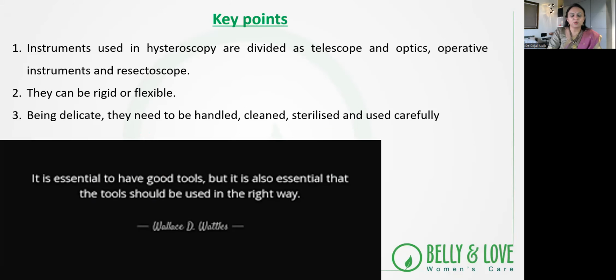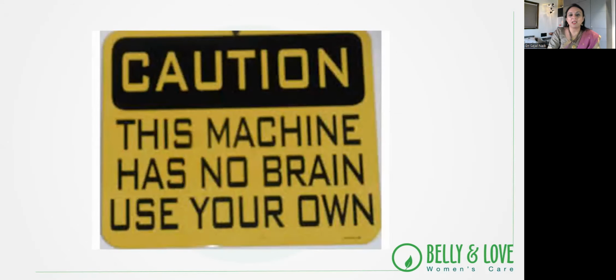So, key points for the hysteroscopy instruments. The instruments used in hysteroscopy are divided into the telescope, optics, the sheaths and working instruments, and the resectoscope. They can be rigid or flexible, being delicate. They need to be handled, cleaned, sterilized and used carefully. It is essential to have good tools, but it is also essential that the tool should be used in the right way. The right way of using those instruments will be covered in another set of talks. Thank you so much. So the caution is, this machine has no brain, use your own brain.